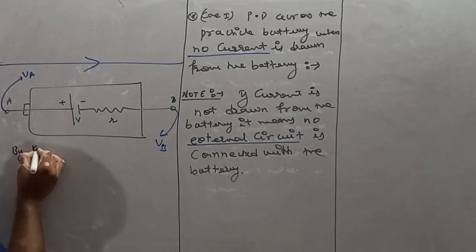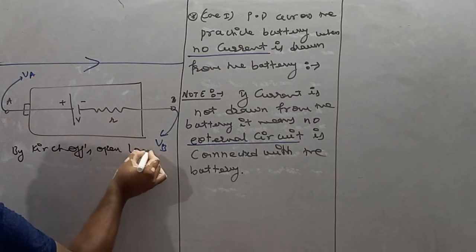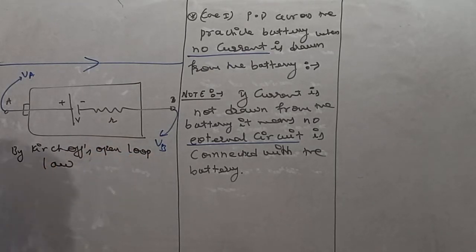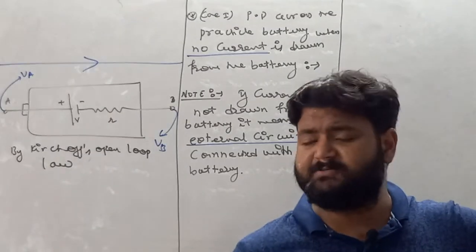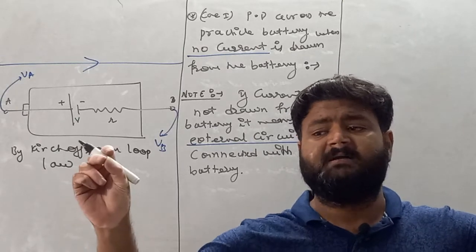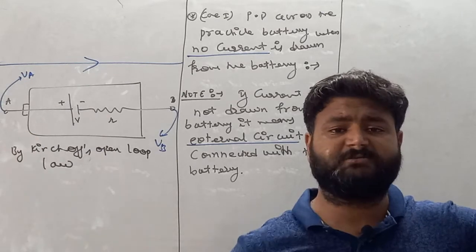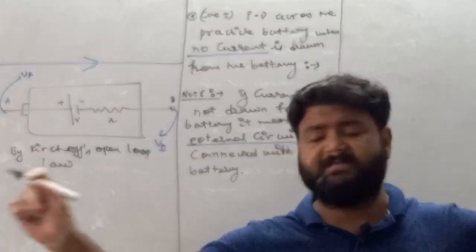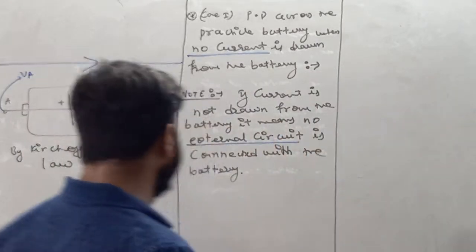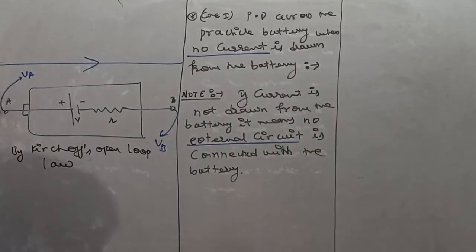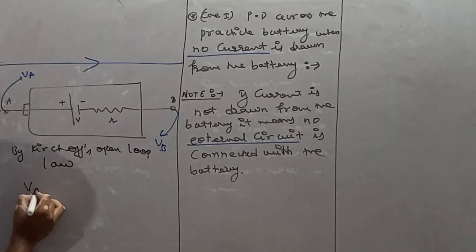So by Kirchhoff's open loop law. Kirchhoff's open loop law is similar to the second law, but in this law we cannot calculate the potential difference of every circuit element and put it equal to 0. No, here we can put the calculation of potential difference equal to the potential of the last terminal. Just check it out what I am saying. Let's suppose I am moving from point A, and the potential of point A is VA, so I'll write VA.